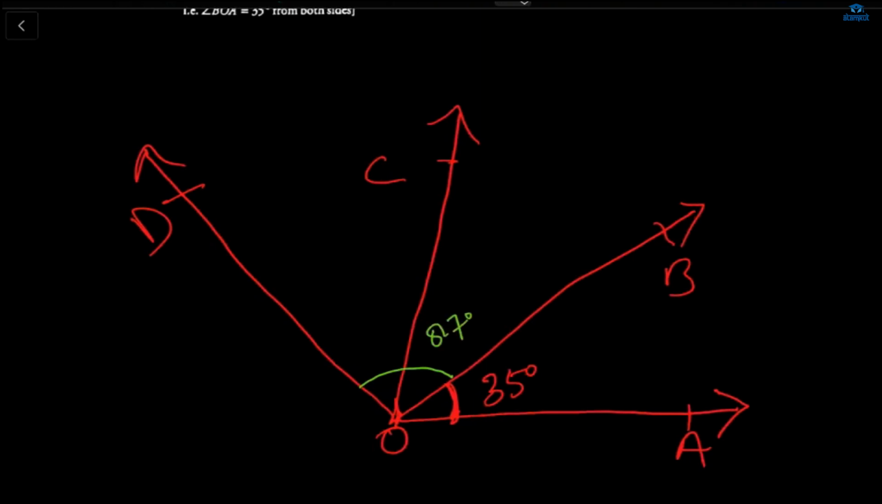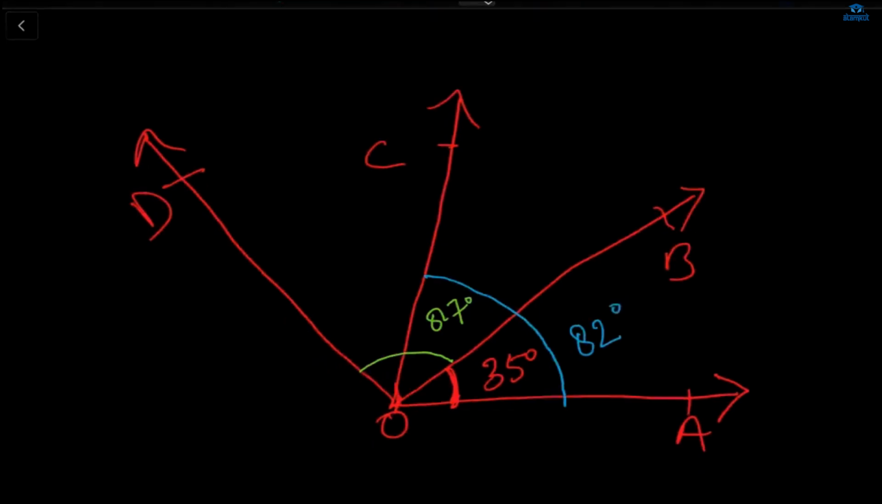Now which angle is more given? COA. This angle is given as 82 degrees. Now what you have to find out? Angle COB, this angle you have to find out. And which angle else? COD, this angle you have to find out. Any confusion in the diagram?